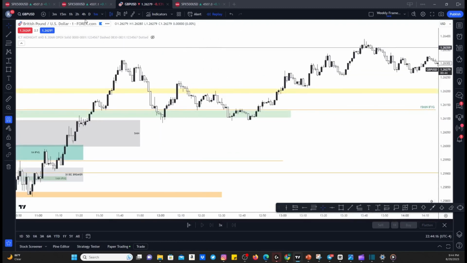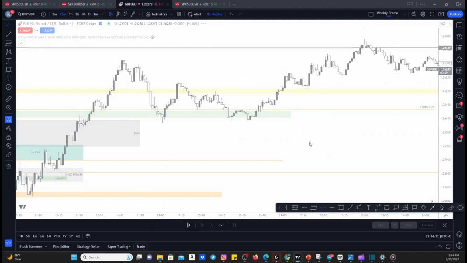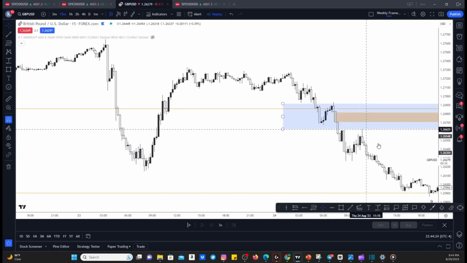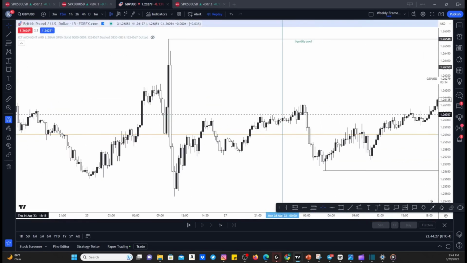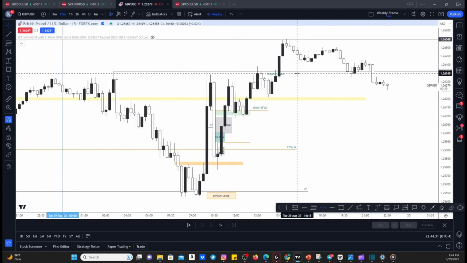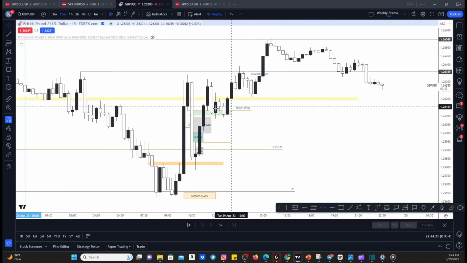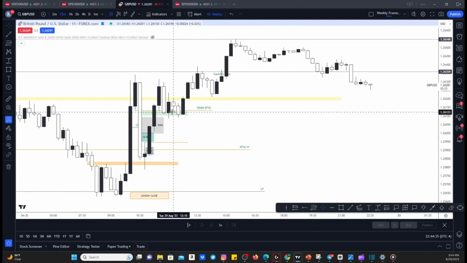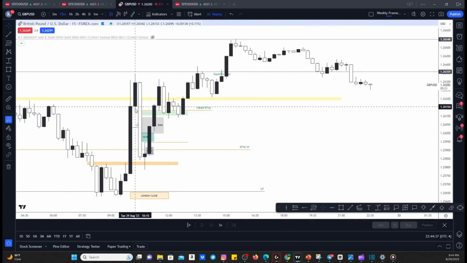Another thing I'd like to point out very quickly here is that this orange line here is a 15-minute inversion fair value gap. Let's go back to it real quick on the 15-minute chart. You gotta bear with me. This is very mechanical here, so a lot of moving parts. This is a 15-minute inversion fair value gap.